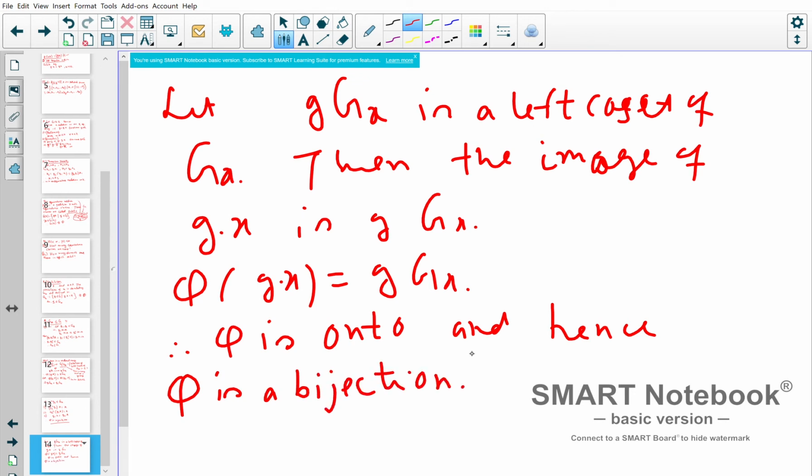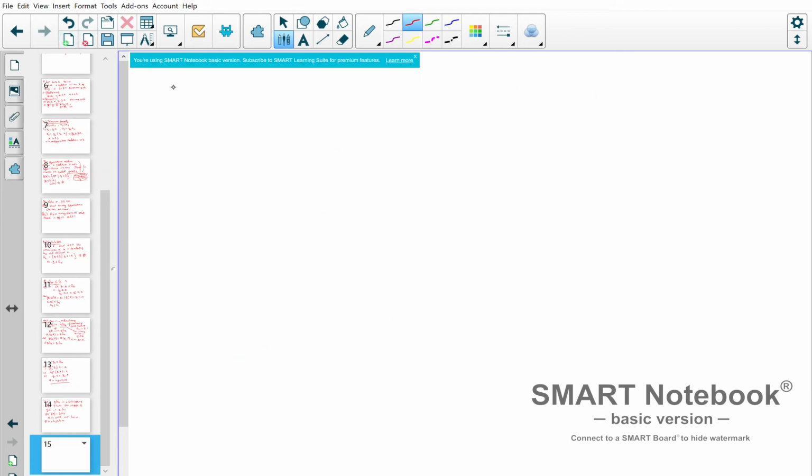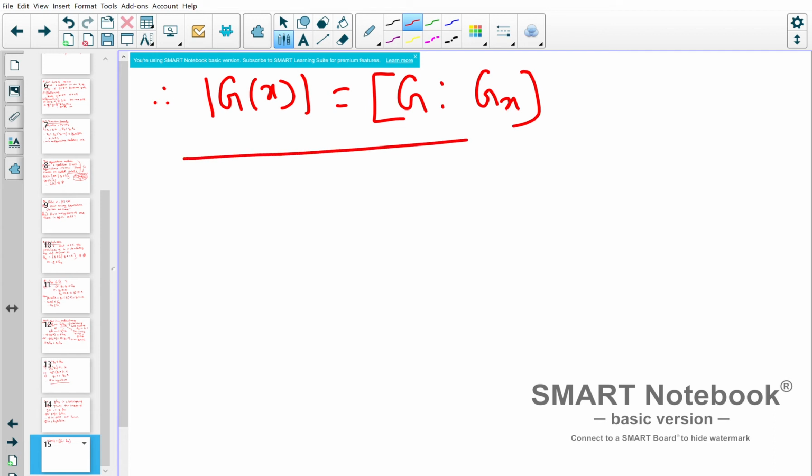I don't know whether phi is a homomorphism or not because I don't always have a group structure, because this stabilizer may not be a normal subgroup. But I at least know that phi is a bijective map. That means the cardinality of this orbit, the number of elements in the orbit, is nothing but the number of distinct left cosets, which is the index of Gx in G. So this is the proof.